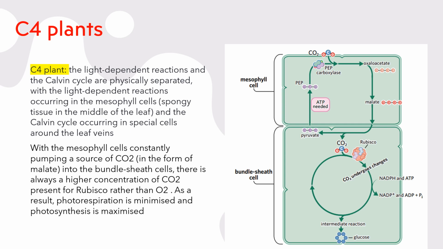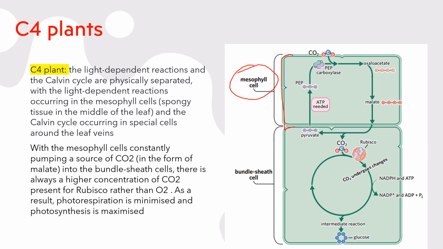Okay, so a C4 plant is an adapted kind of plant. What they've done to prevent this photorespiration from happening is they physically separate the light-dependent and the light-independent reactions. So they physically separate them through two different types of cells. So you'll see here, the light-dependent reactions are compartmentalized, so they are only occurring in our mesophyll cells.